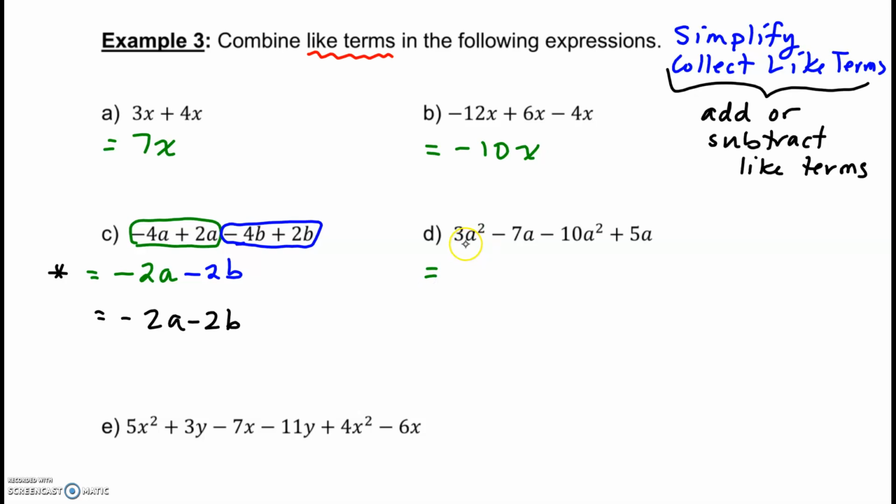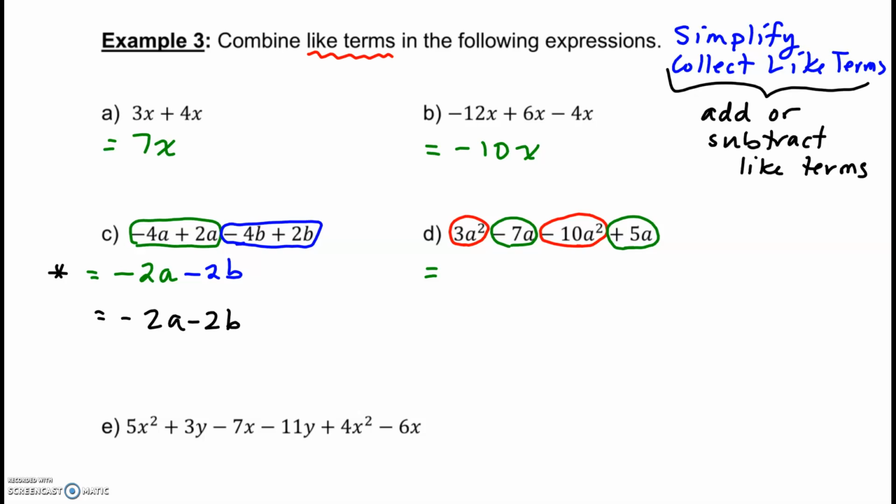So I'm going to start by circling my like terms. If you have colors at home, you should be using different colors for this, or you can just do circles and underlines. So 3a squared goes together with 10a squared. But remember, when I circle 10a squared, I have to circle that sign in front. That goes with it. And then I have negative 7a is a like term with positive 5a. So all those adding and subtracting symbols now become the sign for the coefficient, positive or negative.